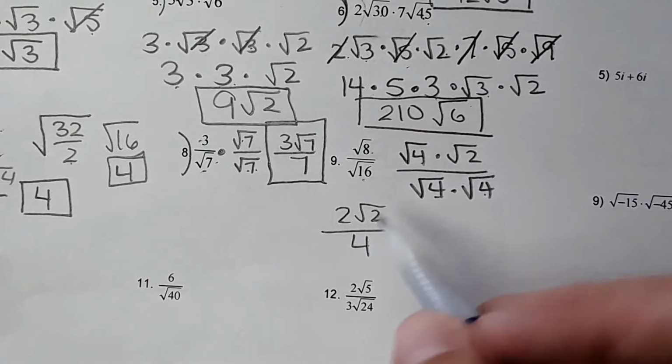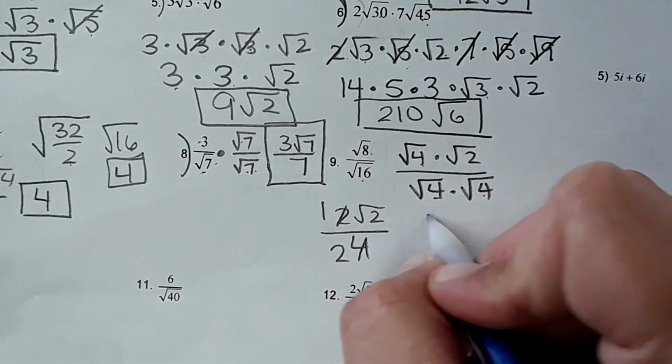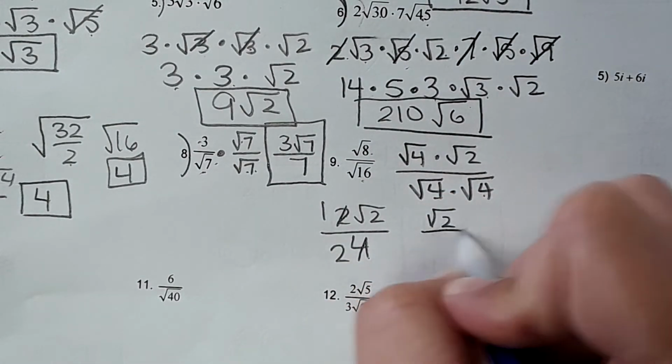And then I can simplify this one step further. 2 and 4 would simplify. This would be 1 and 2. So square root of 2 over 2.